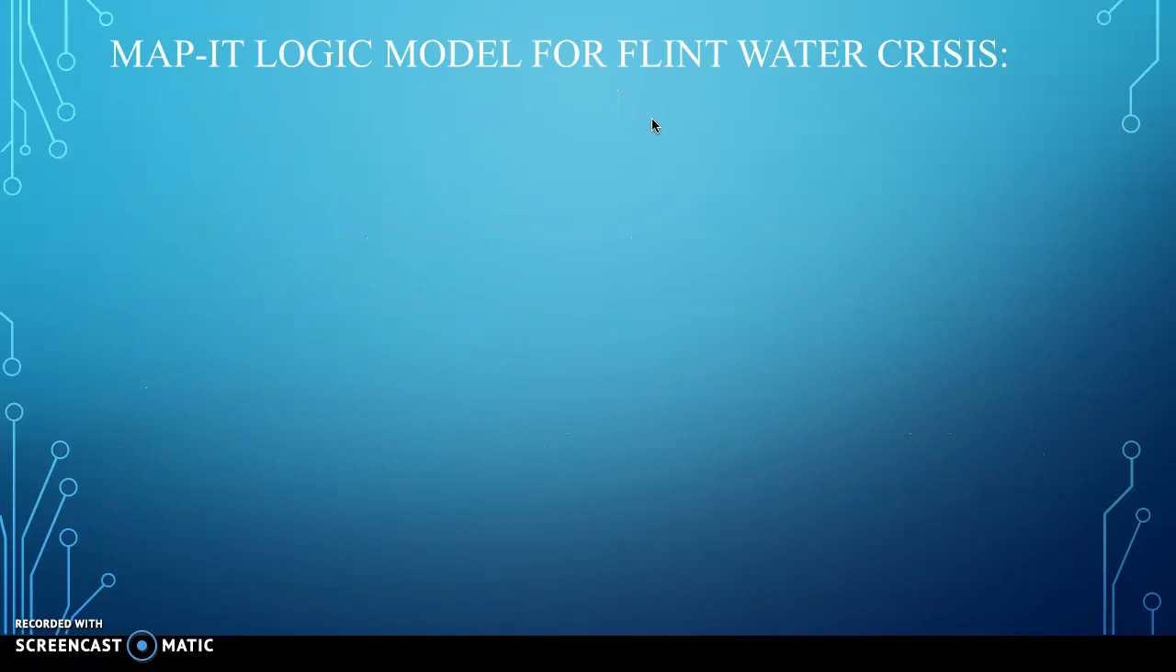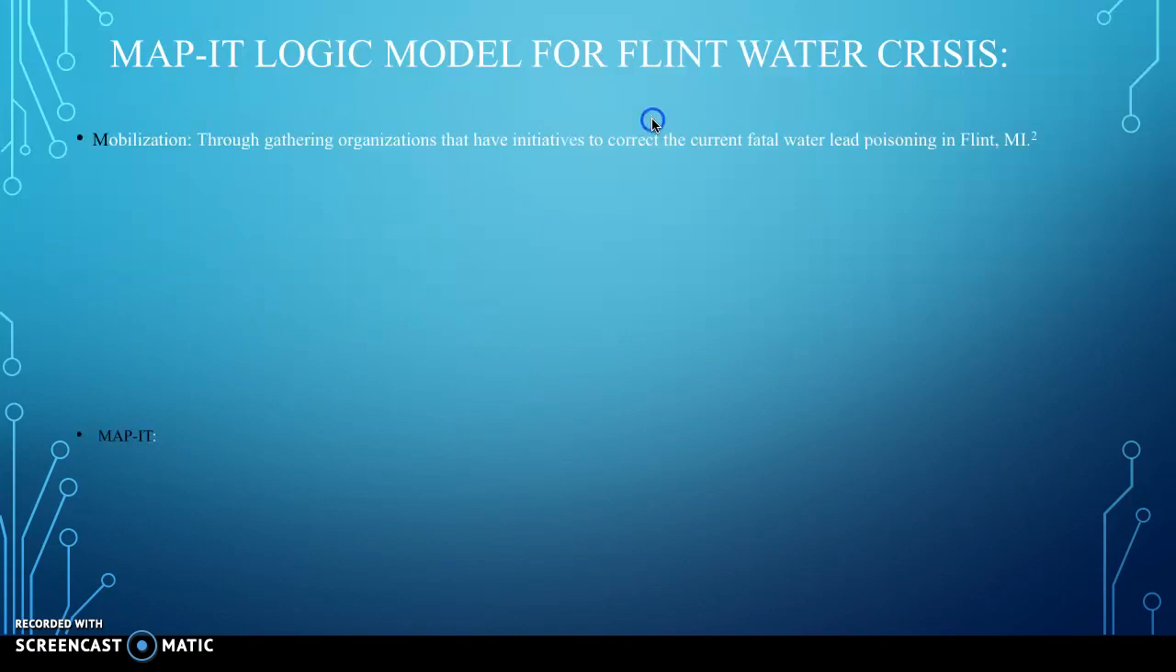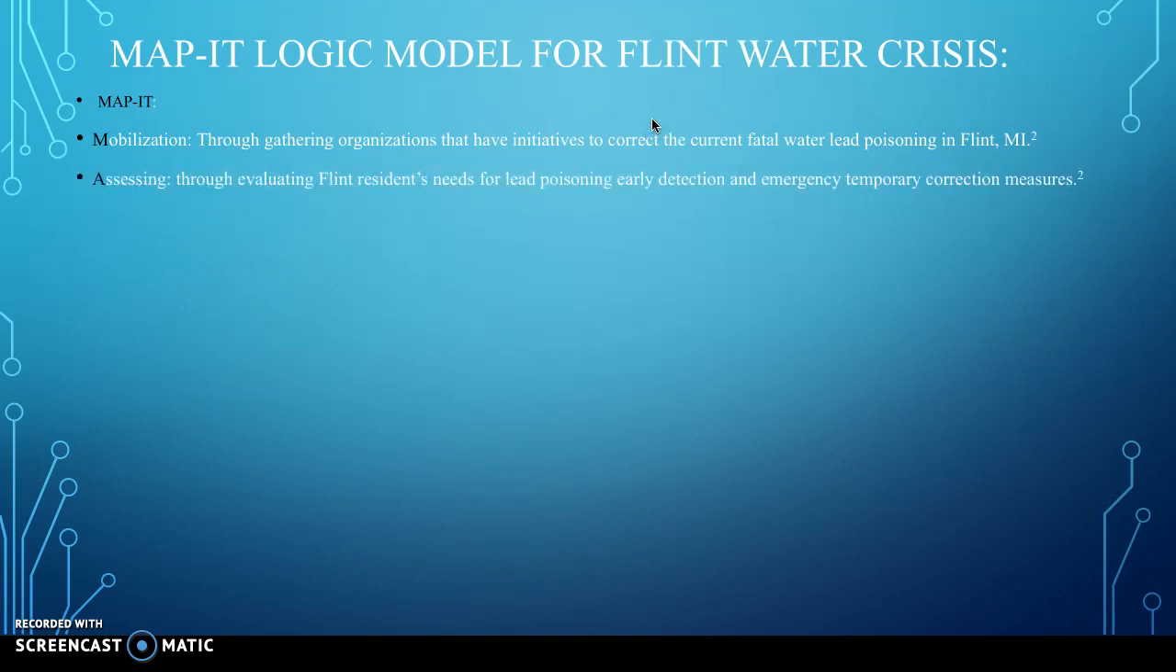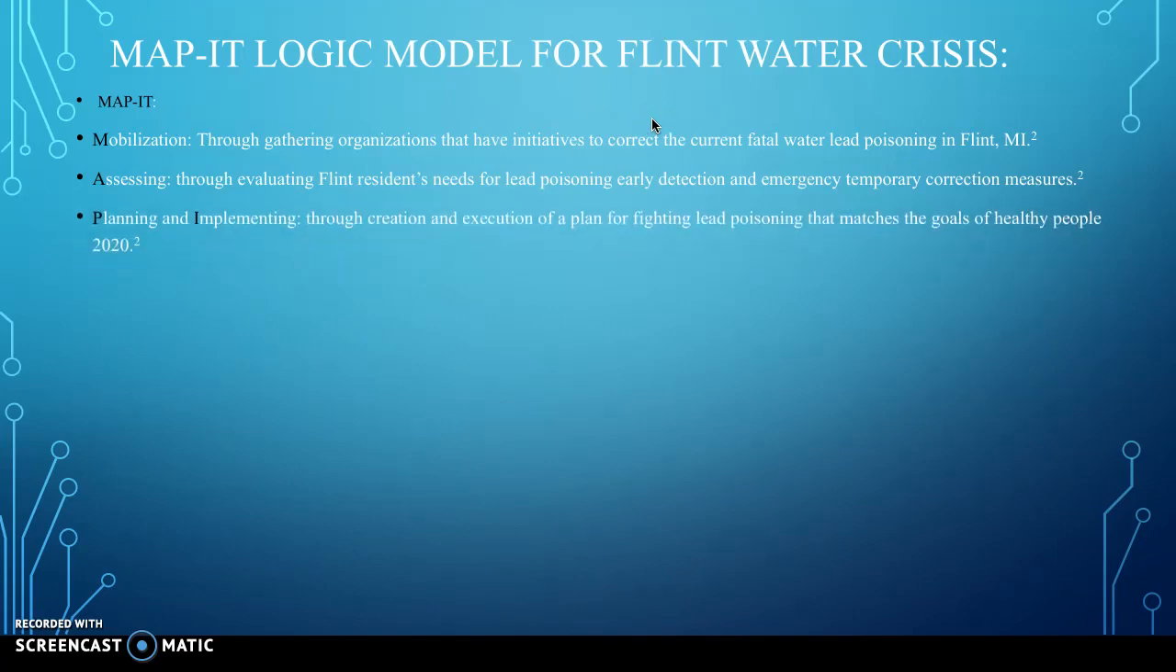In order to better assess the community health needs, there are three logic models: PROCEED, MAPP, and MAP-IT. I chose MAP-IT. I'll tell you why in a little bit. In MAP-IT, M stands for mobilization, through gathering organizations that have initiatives to correct the current fatal water lead poisoning in Flint, Michigan. Assessing, through evaluating Flint residents' need for lead poisoning early detection and emergency temporary correction measures.